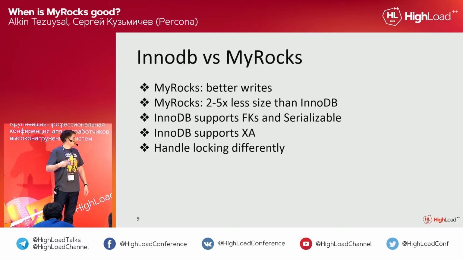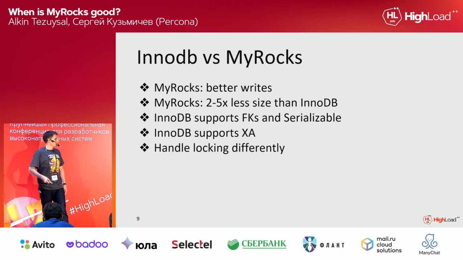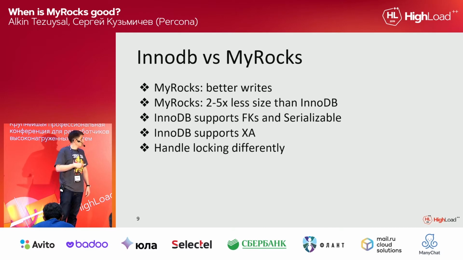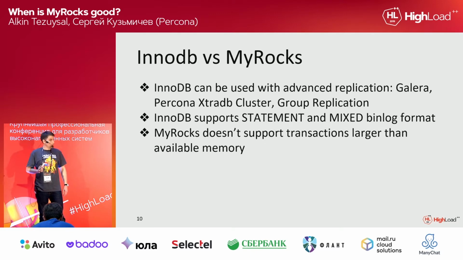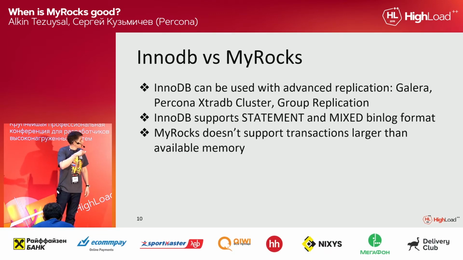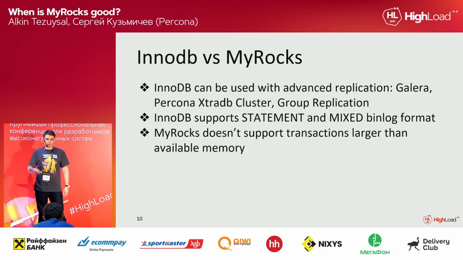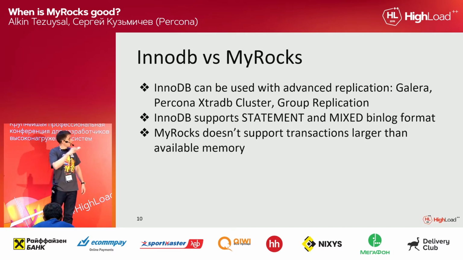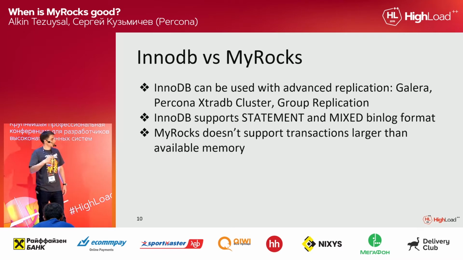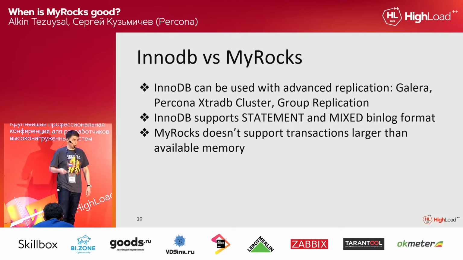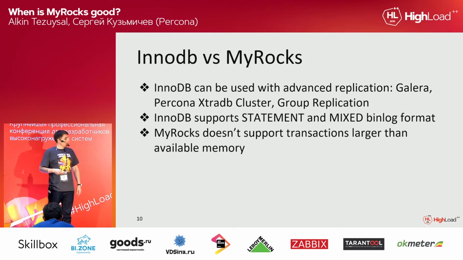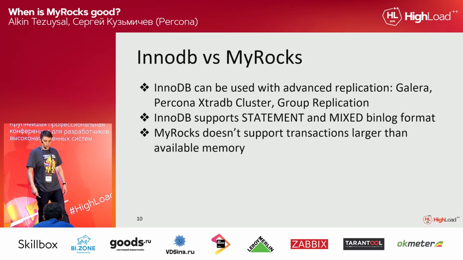Of course, InnoDB supports foreign keys, serializable, everything like that. And there is a significant difference in how they handle locking, actually. We will talk about that a bit. So MyRocks cannot be used in advanced replication. Everything we know, Percona XtraDB Cluster, Galera, group replication, those only work with InnoDB. It's written right there in the documentation. And InnoDB supports statement and mixed binlog format, while MyRocks only supports row.